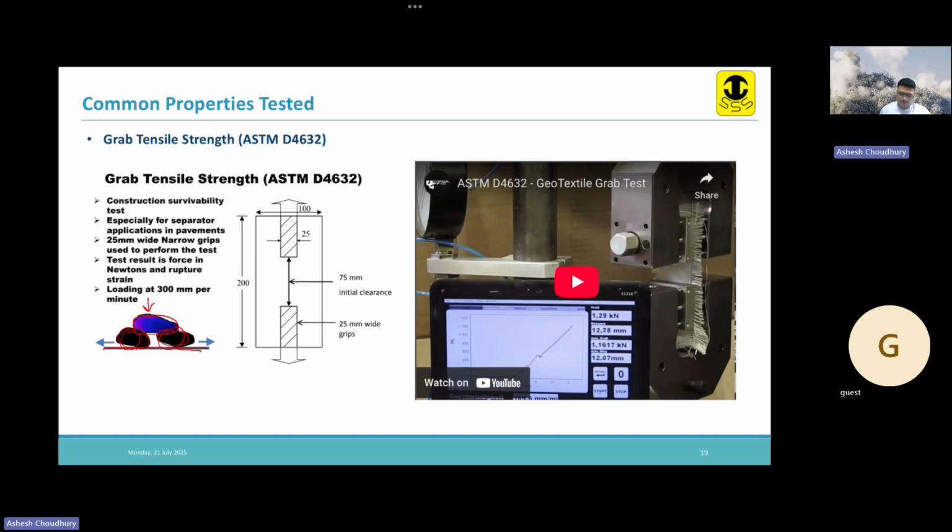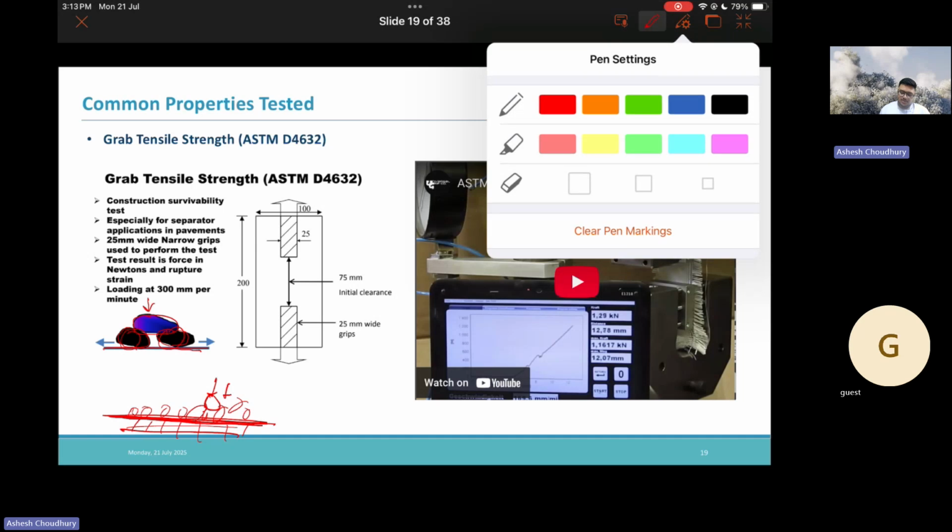As I said, in pavements you have a subgrade, and at the interface we put the geotextile. Below we have the subgrade, and here we put the boulders. With those boulders, when the load comes, there are chances that we will tear the geotextile apart. So to test for that, we do this kind of test.